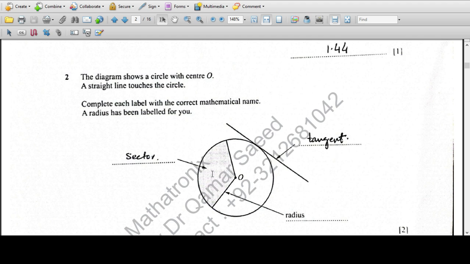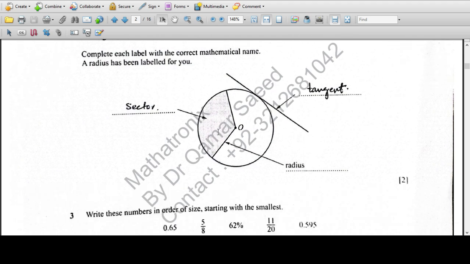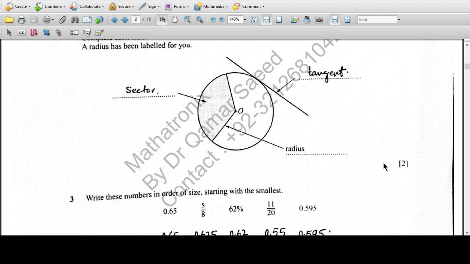and this is a sector. This is a part of the circle, so this is called a sector. And because this is a radial point, this is radius, and it covers a certain area, so this is called a sector.